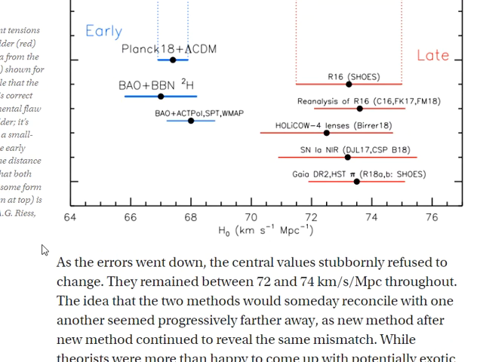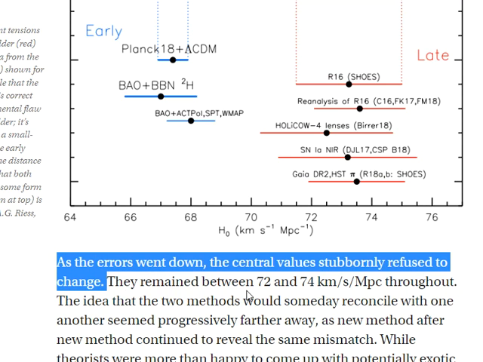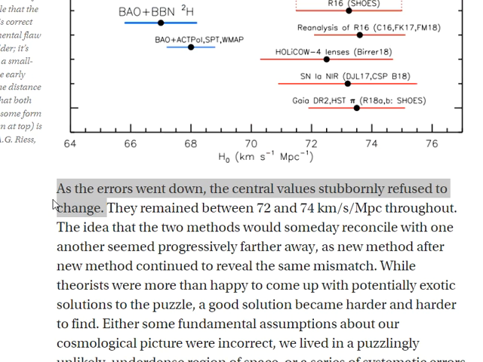Now here's a suspicious statement, because in Ethan Siegel's article, he says, as the errors went down, the central value stubbornly refused to change. Okay, so my question is, what do they mean the errors went down?